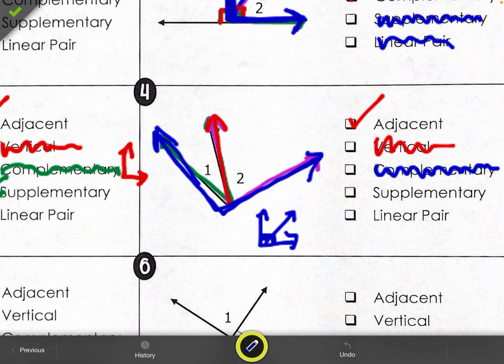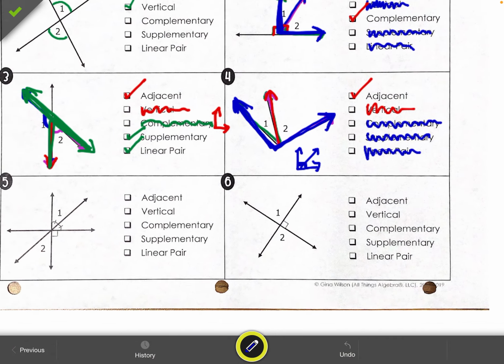Again, supplementary means they're next to each other and make a straight angle or line. They do not. They make what looks to be bigger than a 90-degree angle, so they're not supplementary. And if they're not supplementary, they're not linear, because linear just says they have to be next to each other and make a straight angle.